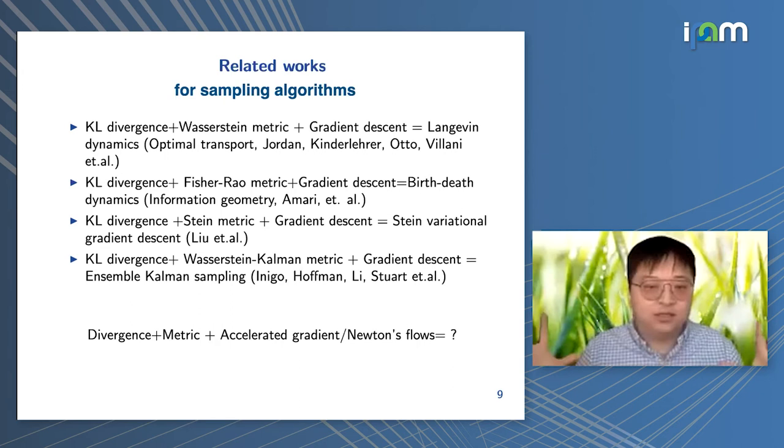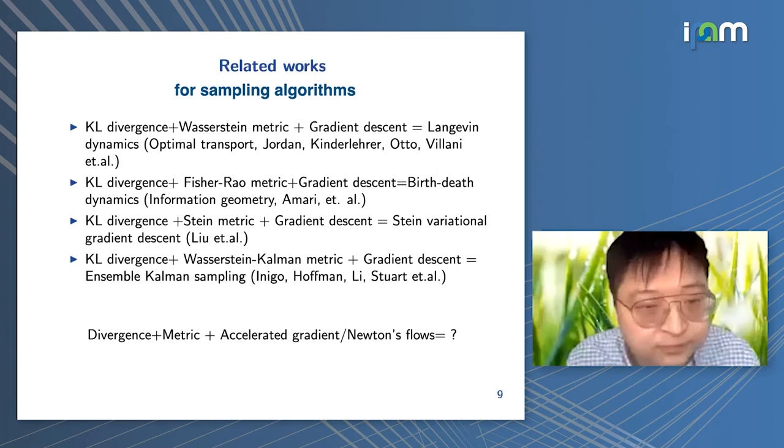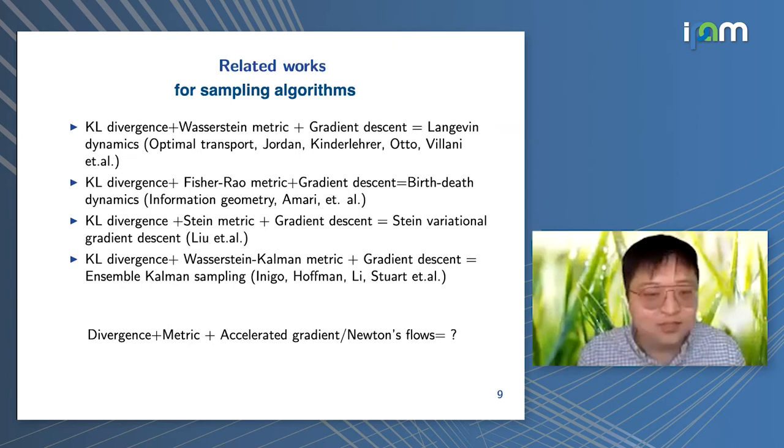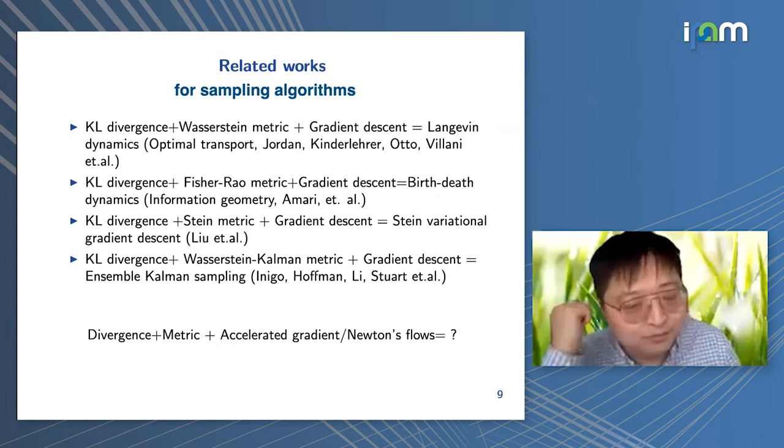We keep working on this area. KL divergence plus Stein metric plus gradient descent is the so-called Stein variational gradient descent. Now, KL divergence plus Wasserstein Kalman metric plus gradient descent equals ensemble Kalman sampling. So this list is very, very long. You can precondition it, like you can create a metric to work on your purpose and to study its properties.